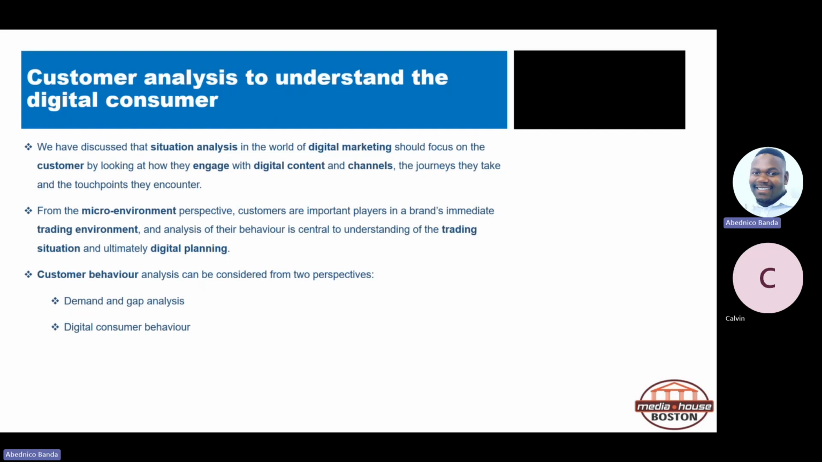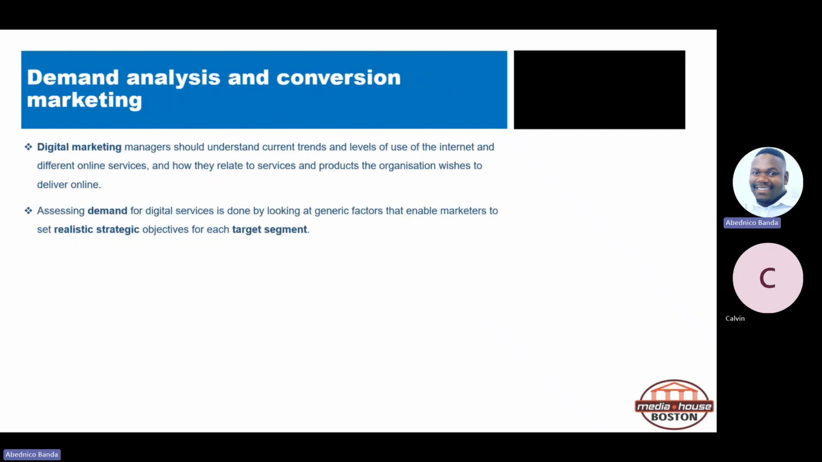So with customers, of course, we look at behavior from two lenses. The first one is demand and gap analysis. So we look at what it is that is lacking and how we can fulfill or cover that gap. We also look at the digital consumer behavior because sometimes people are not the same. The way they behave online could be different to the way they behave offline. And we then capitalize on that. But let's start with demand analysis.